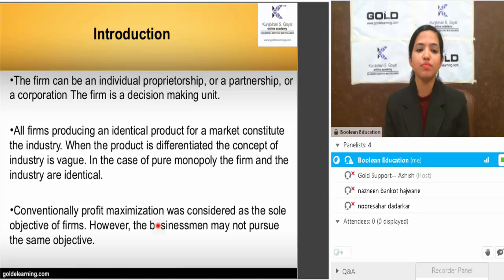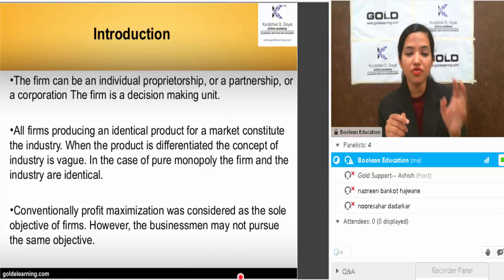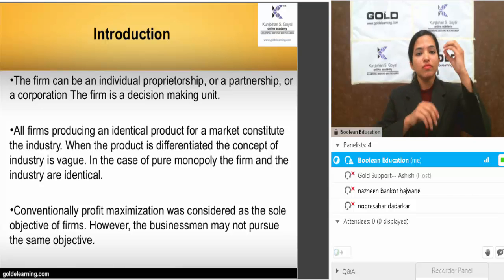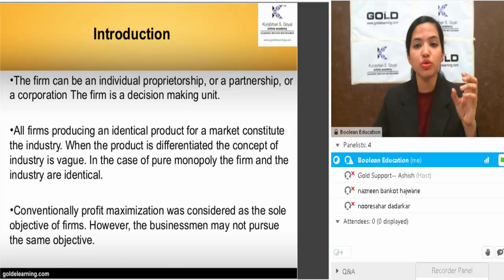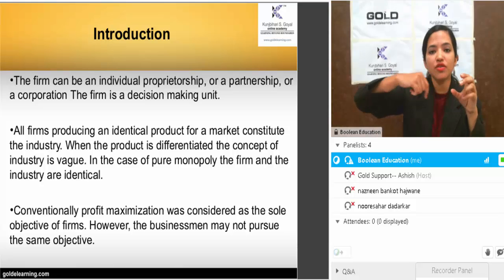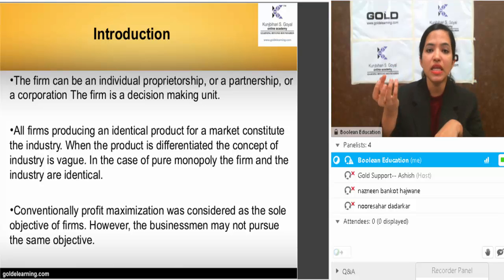All firms producing an identical product for a market constitute the industry. When the product is differentiated, the concept of industry is vague. In case of pure monopoly, the firm and the industry are identical. Again, we are studying again and again about firm and industry, the difference between firm and industry. We all know a shirt producing firm will be called a firm. When many shirt producing firms come together, we'll call that an industry.